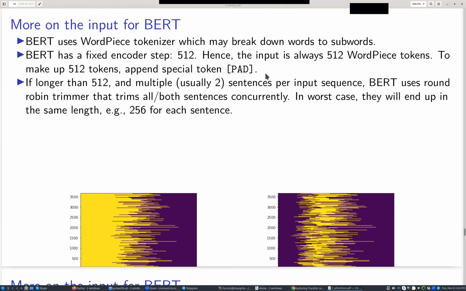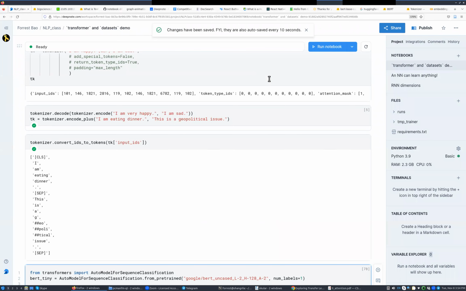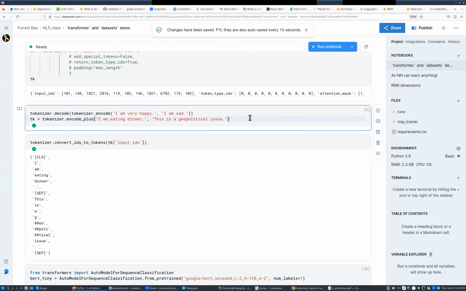And if you have more than 512, this is something interesting. BERT uses a truncator called a round-robin truncator. Let me explain what a round-robin truncator is. We talked about different uses of BERT, right? You could use it to predict one single sentence or a pair of sentences. If you have one single sentence as input, it's very easy. You input one sentence each time to the BERT model. If this single sentence is more than 512 tokens, BERT will cut it to 512 tokens, and the rest of it will be discarded.